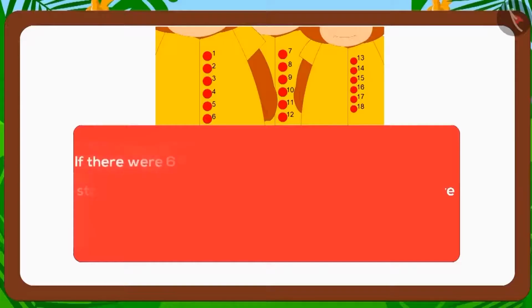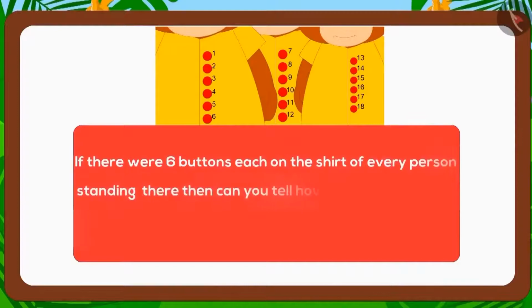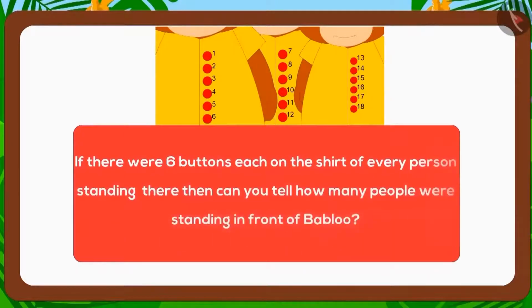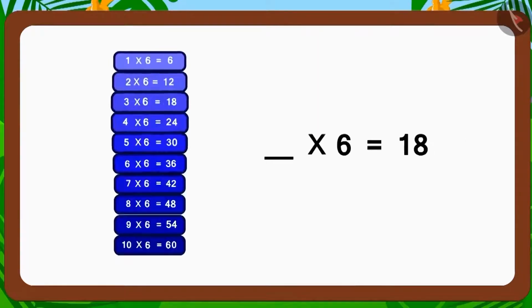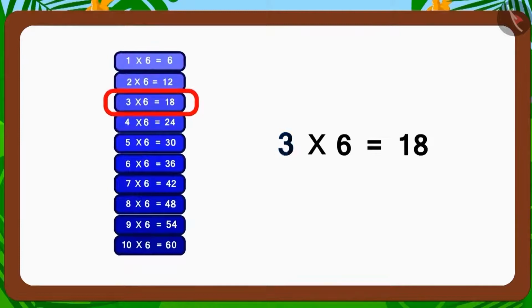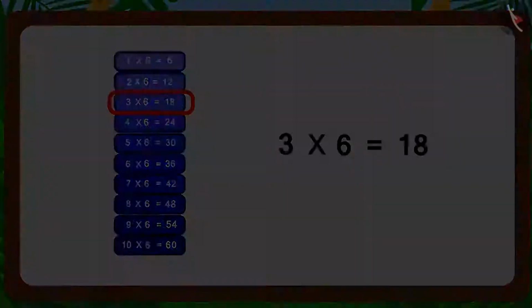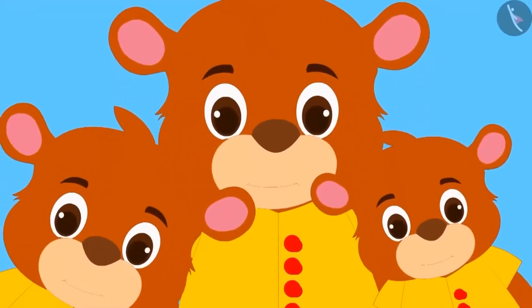If every person present there had 6 buttons each on their shirt, then can you tell how many people were standing there? Yes, you have solved it correctly. 3 people were standing in front of Bablu.